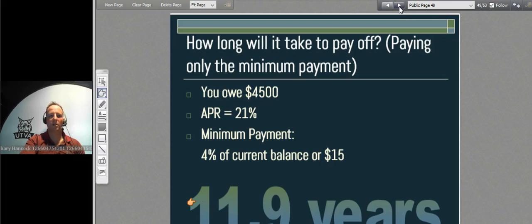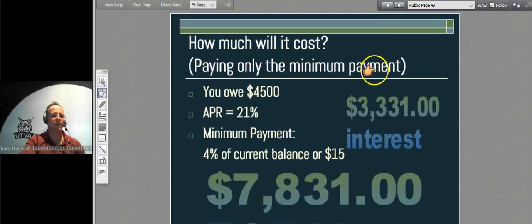Pretty sure it's a credit card. Good, yeah. So he is probably good. Zero liability that he has there. Yeah, so interest, you'd pay $3,331 on that. So you want to be careful.